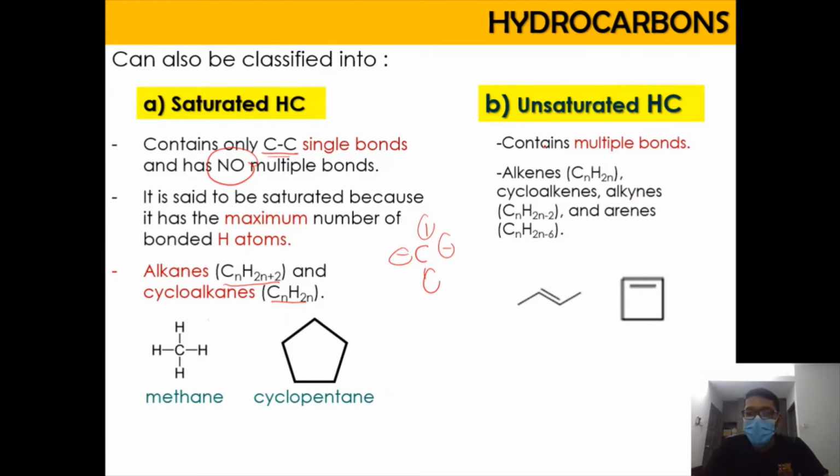Meanwhile, unsaturated hydrocarbon contains multiple bonds, for example, alkene or alkyne, as well as the arene, which is the aromatic compound.